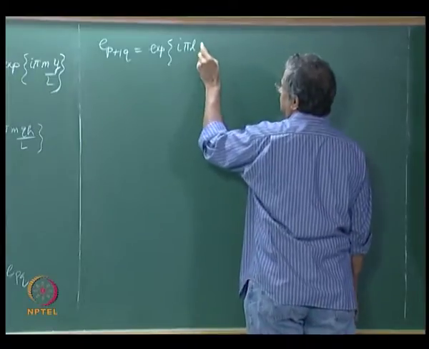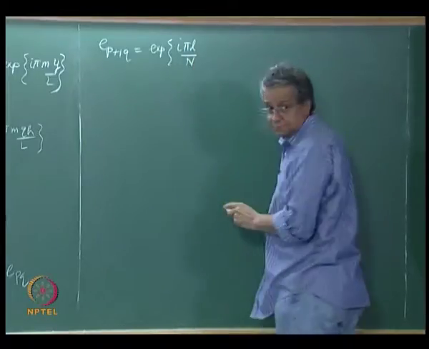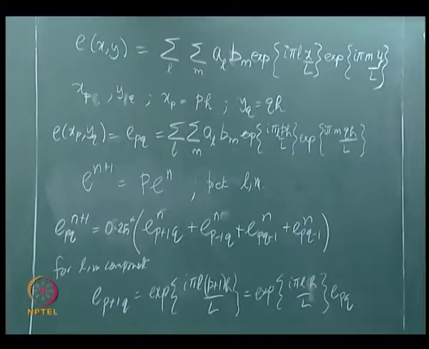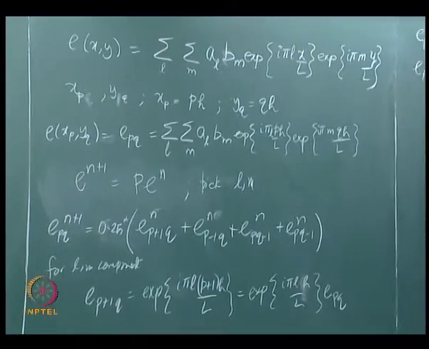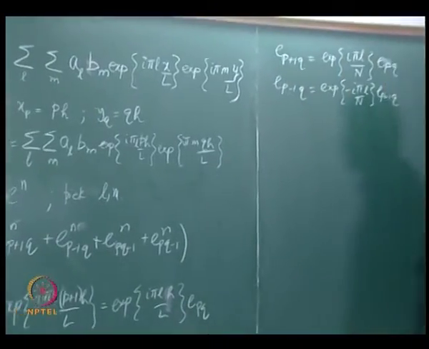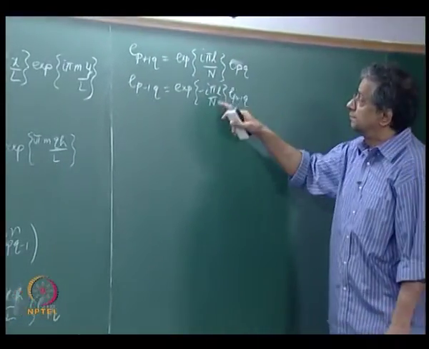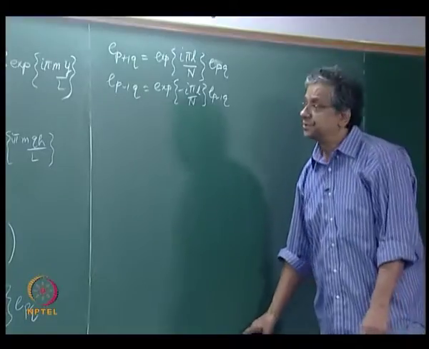by capital L is n, and E_{pq}, E_{p-1,q} equals exponent minus i pi L by n, E_{p-1,q}. Similarly you get the other ones with m, right, plus m and minus m, the wave numbers will change.